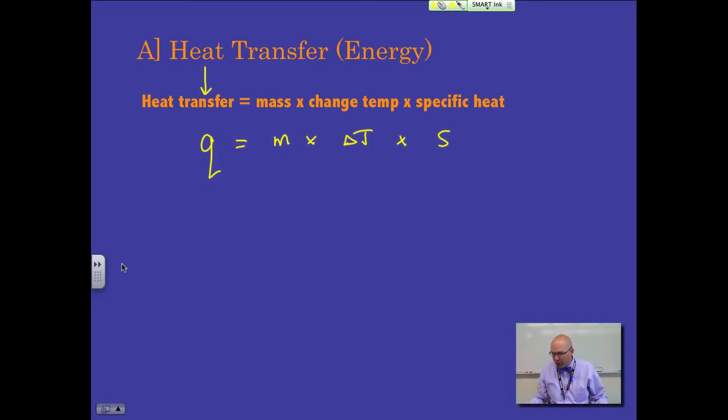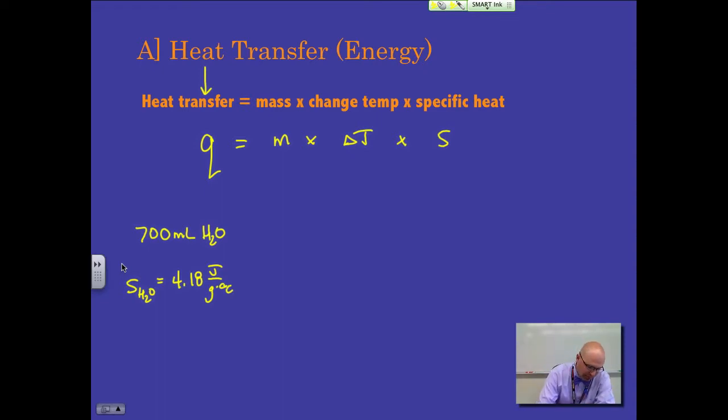I could very easily do a calculation for this. Notice if I say that you have 700 milliliters of water, and the specific heat of water is 4.18 joules per gram degree Celsius. If there was 5,000 joules added to this system, what would be the change in temperature of the water? So you have 700 milliliters of water and 5,000 joules of heat is transferred to it. What's going to be the change in temperature?